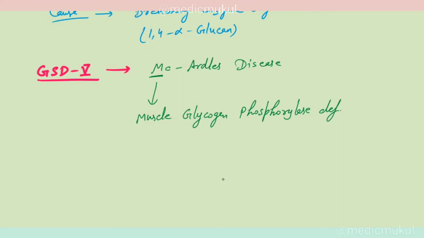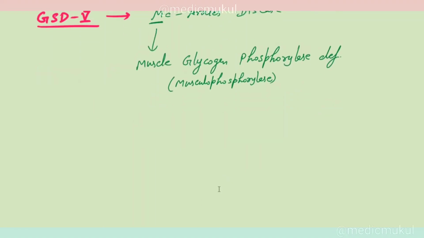GP converts glycogen to glucose. If it is present in the muscles, we can call it muscle glycogen phosphorylase deficiency, or myophosphorylase deficiency. So remember, GSD5 only affects what? They only affect muscle tissue.